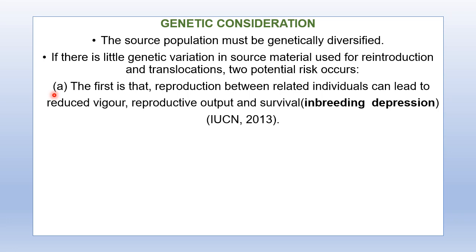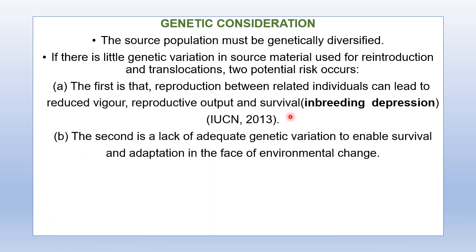The first is that reproduction between related individuals can lead to reduced vigor, reproductive output, and survival, called inbreeding depression. When closely related individuals interbreed, their offspring are often less fit, and sometimes even less fit than the parents. This is the phenomenon of inbreeding depression. The second is a lack of adequate genetic variation to enable survival and adaptation in the face of environmental change.